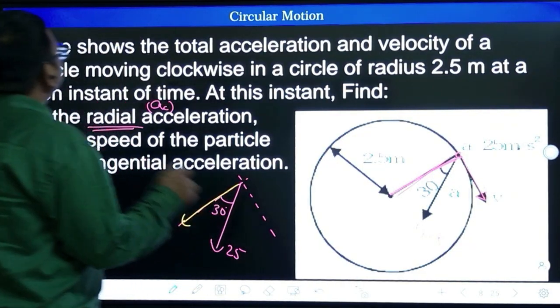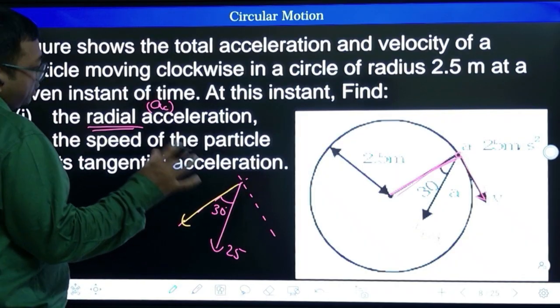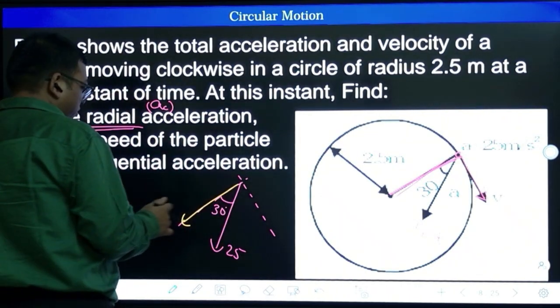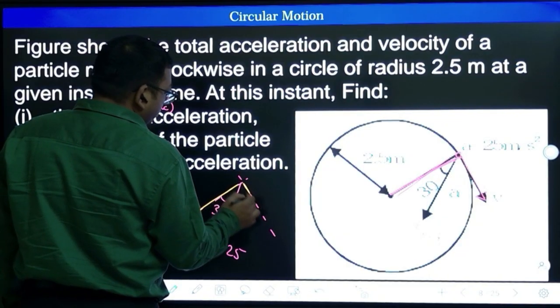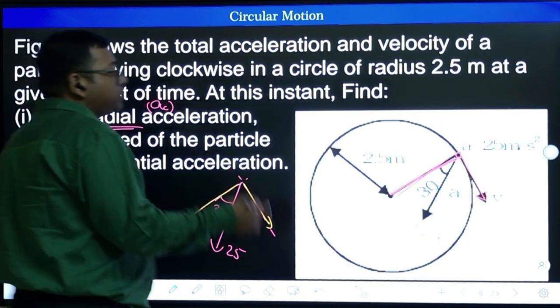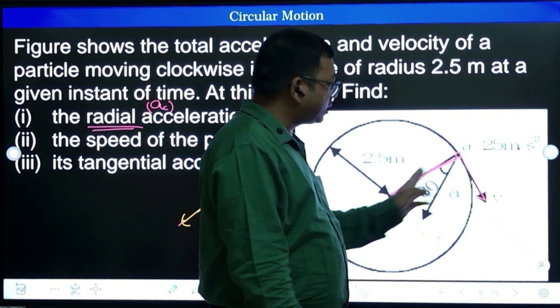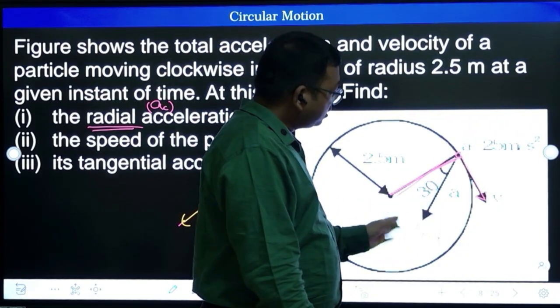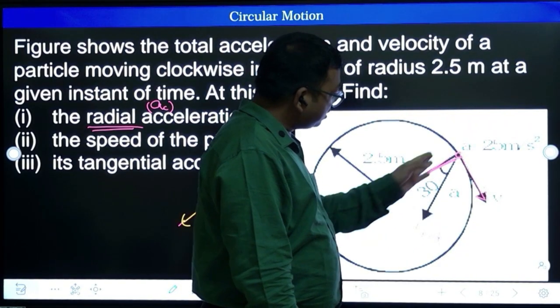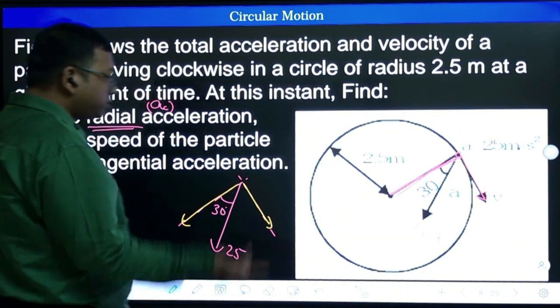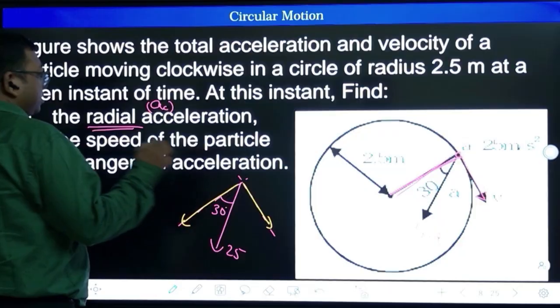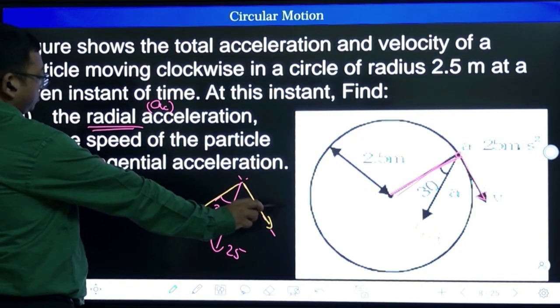No, no, no. That is total only, right? That acceleration A means total acceleration. Okay, so then we can resolve it. Suppose it is tangential, then you will use tan 30 degrees, tangential by radial, then you can use tan theta. But I think here A means total acceleration.